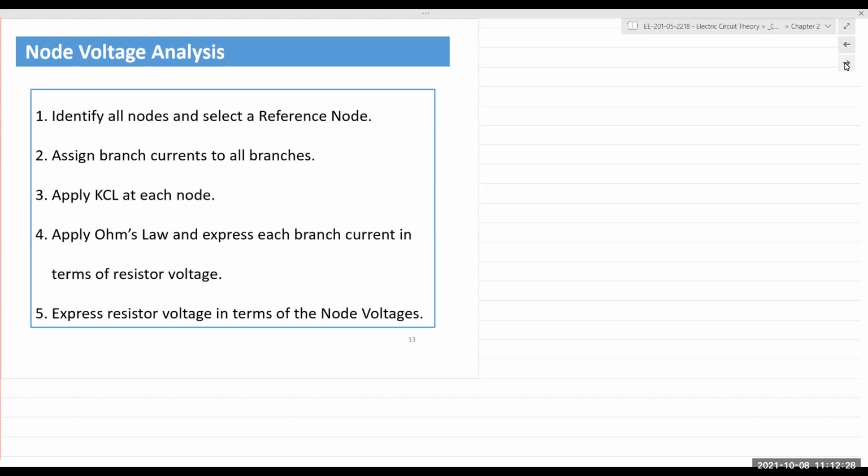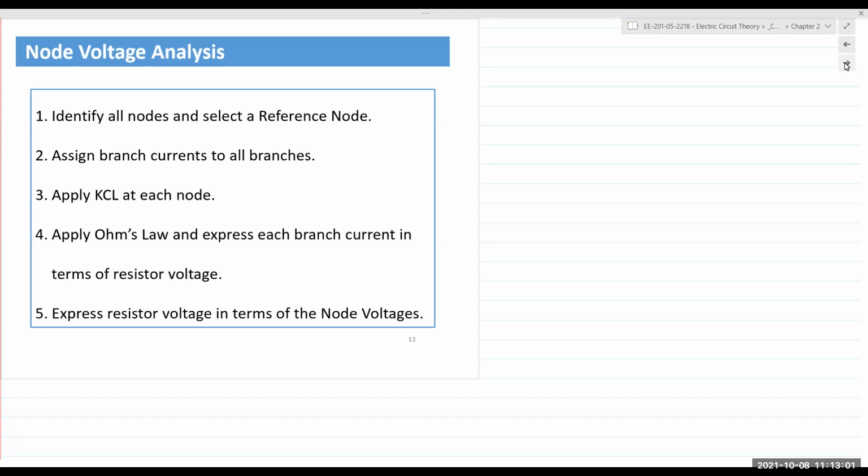So first, what we're going to do today is I will have an example illustration where I will explain the principle of NVA and how we generate equations. And then on the next slide, we will look at an example problem where we solve from the beginning of the problem to the end. So the first thing we do is identify all the nodes, select a reference node, and then assign branch currents. I will go over each step in detail. Steps 1 and 2 comprise a setup of the problem.